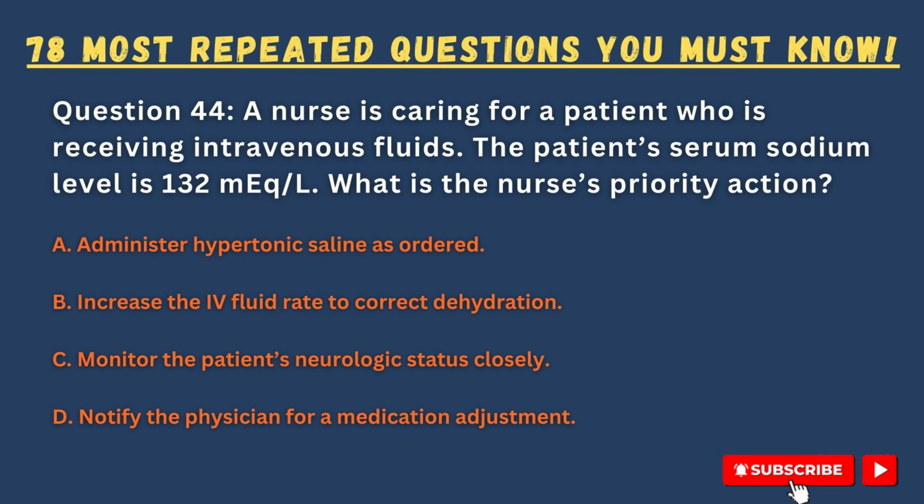Question 44. A nurse is caring for a patient who is receiving intravenous fluids. The patient's serum sodium level is 132 milliequivalents per liter. What is the nurse's priority action? A. Administer hypertonic saline as ordered. B. Increase the IV fluid rate to correct dehydration. C. Monitor the patient's neurologic status closely. D. Notify the physician for a medication adjustment.